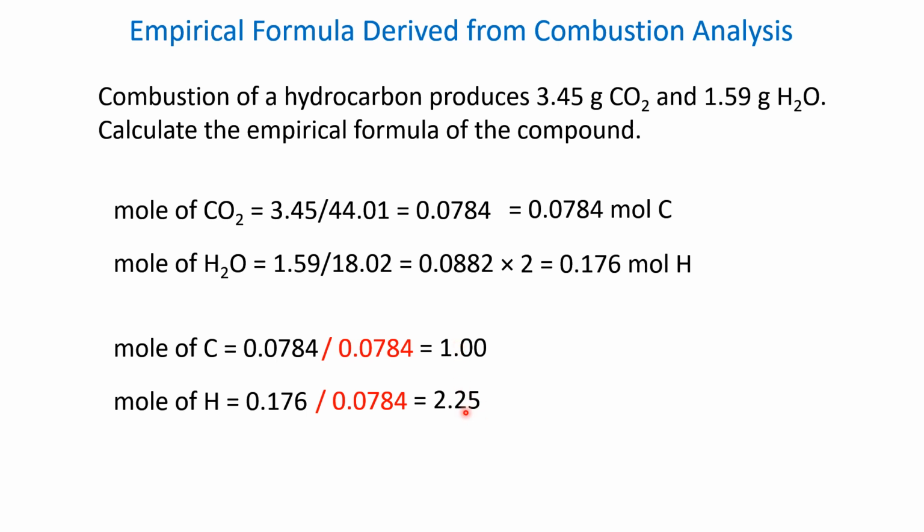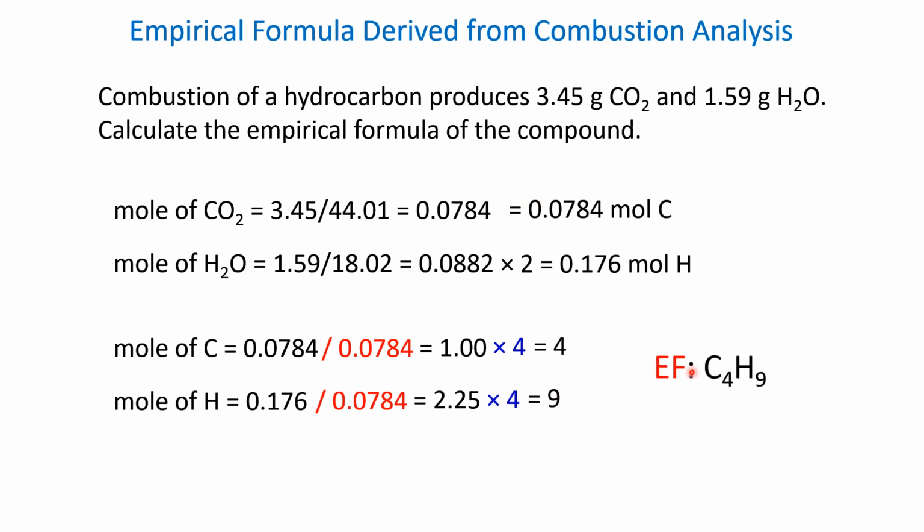So now we need to convert them to whole numbers. Basically, they are the subscripts of carbon and hydrogen, which must be whole numbers, not decimals. So now you need to multiply by 4, because 0.25 is a quarter. Multiplying by 4 will convert to whole numbers. So this will be 4 and this will be 9.